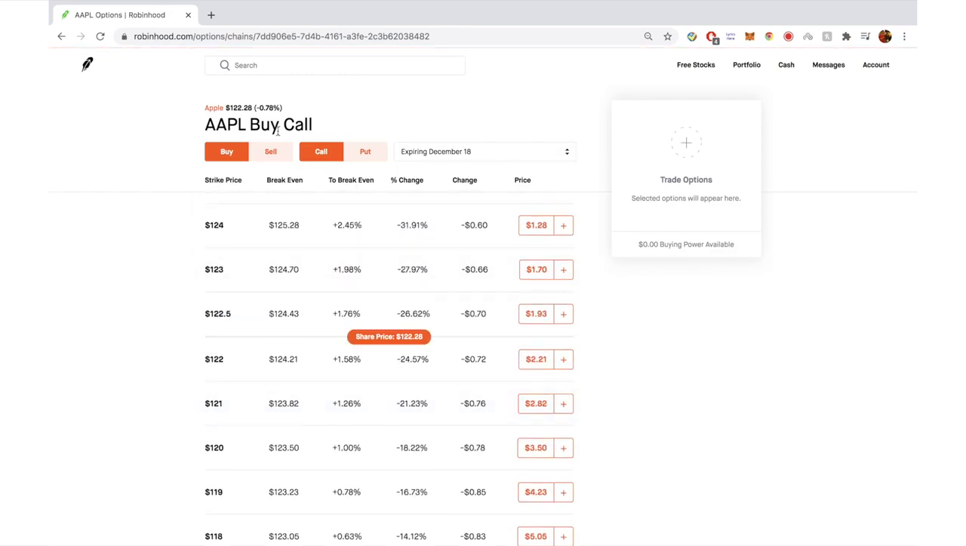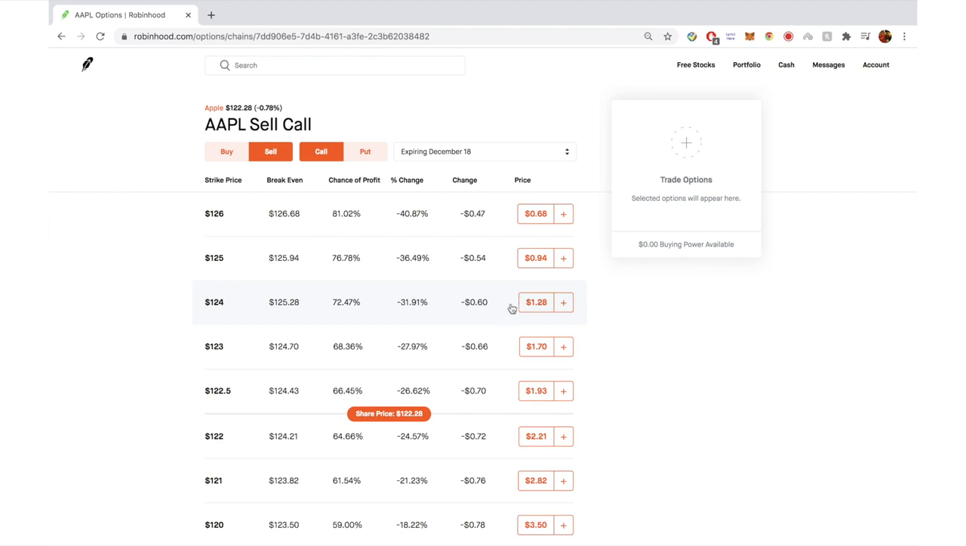By default, it's buy call. In order to sell a call, let's say you have 100 shares of Apple, you just have to click sell and everything switches to sell. And if you notice, the price, let's say the 124 call is 1.28, and if you buy 124, it's also 1.28. It makes total sense because if you sell a 124 call, 1.28 is how much you're collecting, right?